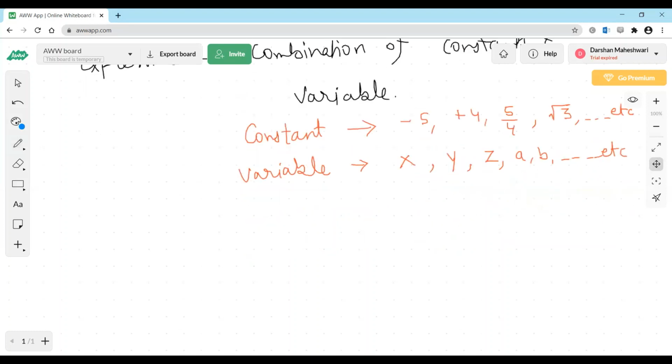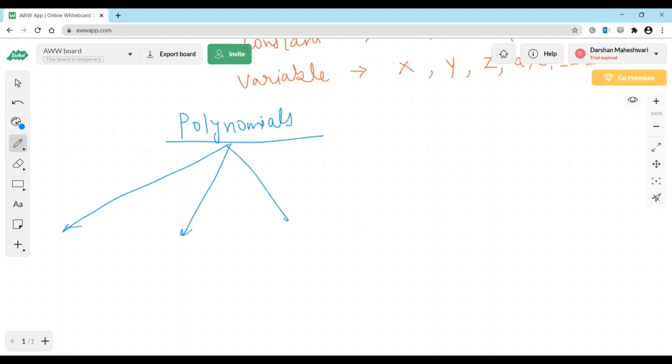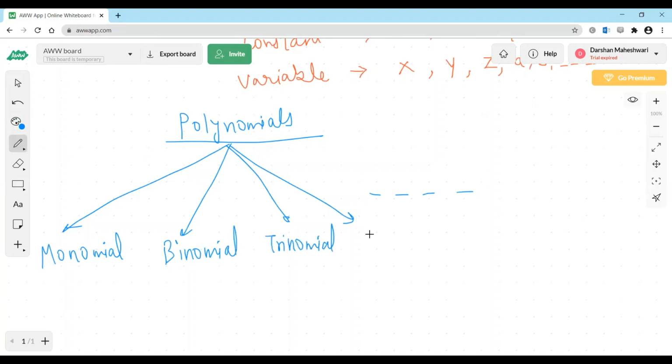Now, let's talk about the types of polynomials. There are two ways to classify polynomials. The first way is based on the number of terms which the polynomial has. So we have the following types of polynomial. One is called monomial. Another one is called binomial. Another one is called trinomial. Then we have quadrinomial, etc.